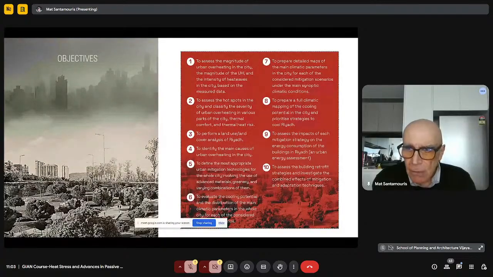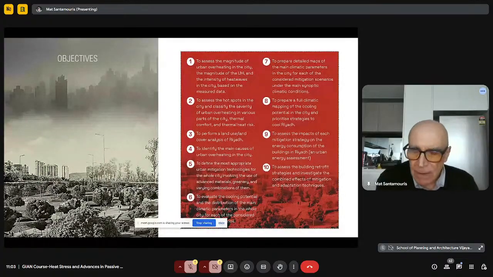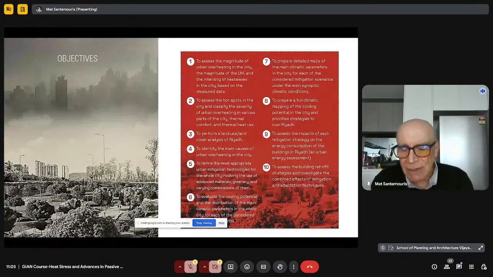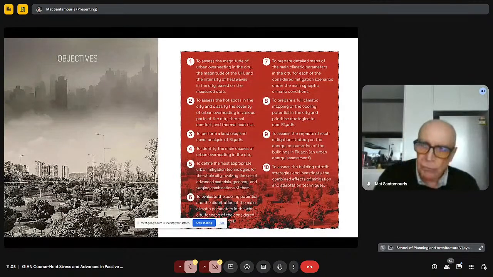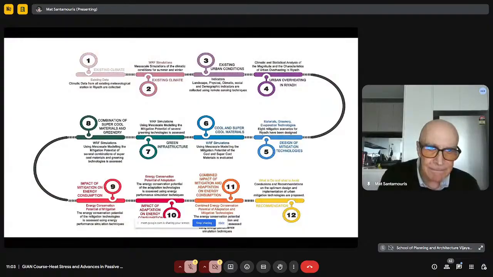And of course, once the mitigation technologies are selected and evaluated, we have to assess the impact of each of the mitigation technologies on the energy consumption. What really happens when these mitigation technologies are implemented in the city? How can we decrease the energy consumption? And how will this help to mitigate heat, and how do we combine them in order to adapt the city to new climatic conditions? These major objectives were the main aims of the specific study.